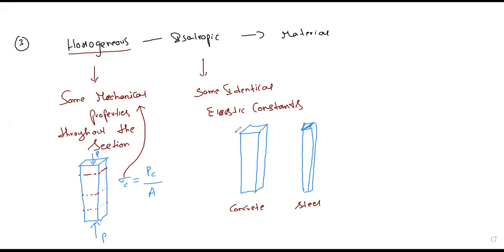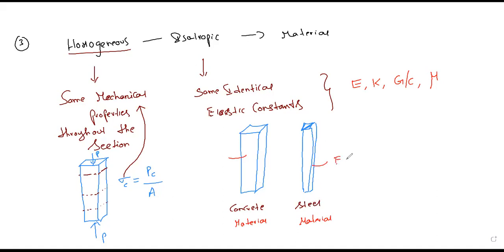So what do you mean identical elastic constants? And what are the elastic constants? First we have to differentiate. What are the elastic constants? Young's modulus E, Poisson's ratio, G or C the modulus of rigidity, mu are elastic constants. So if this is concrete material and this is steel material, each material will have its own elastic constants.